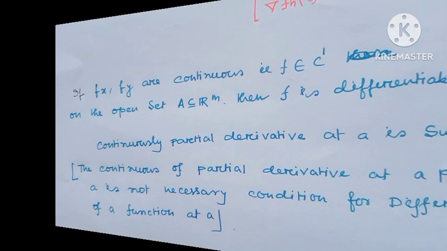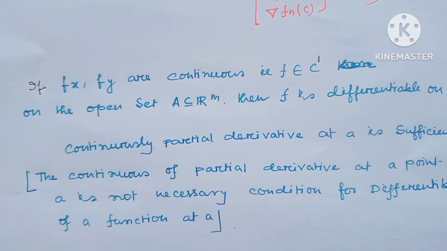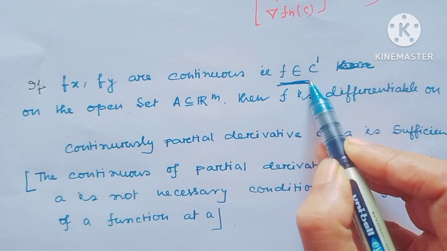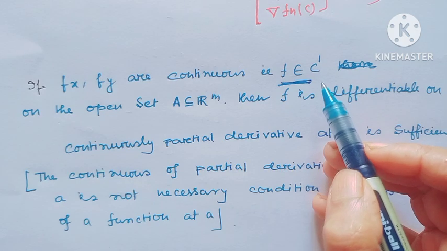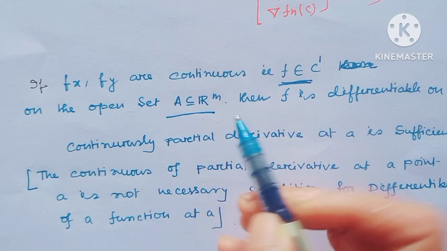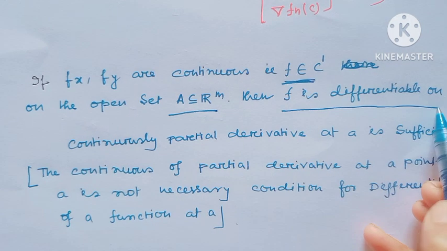Well, next, all of us know that if the partial derivatives are continuous, that means f belongs to C1. C1 means that all partial derivatives are continuous on the set A, a subset of Rm, then f is differentiable on the set A.